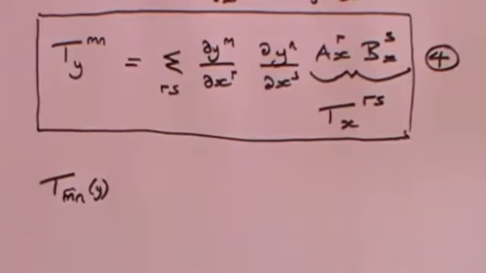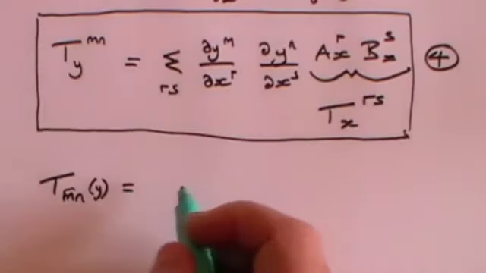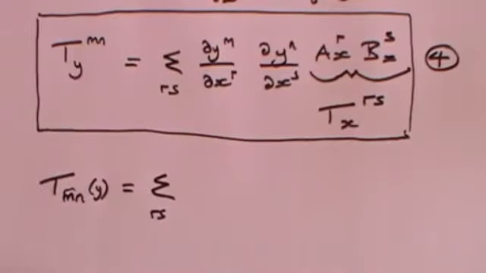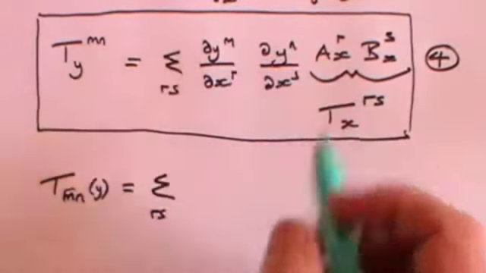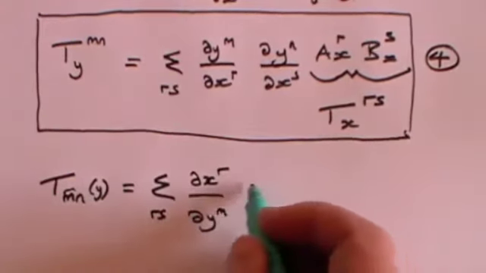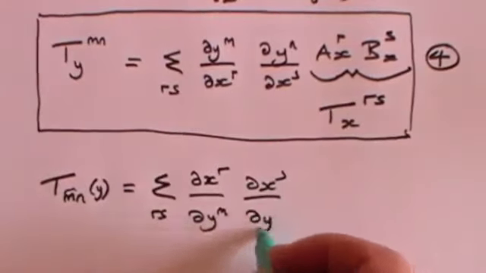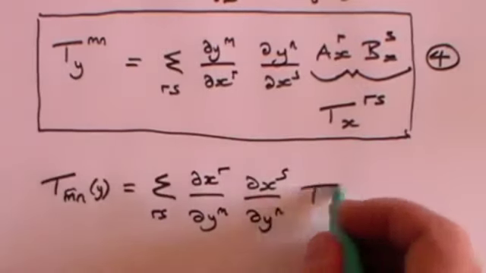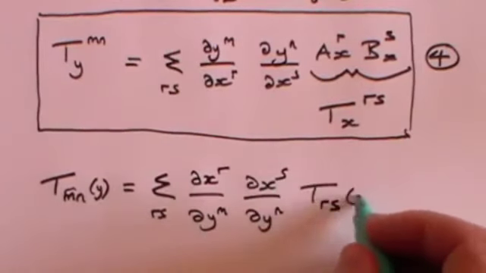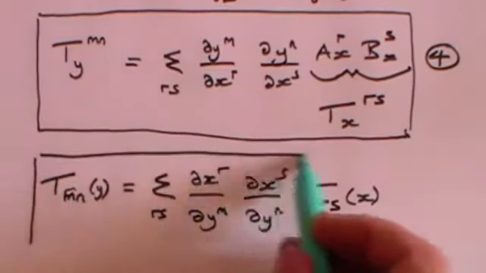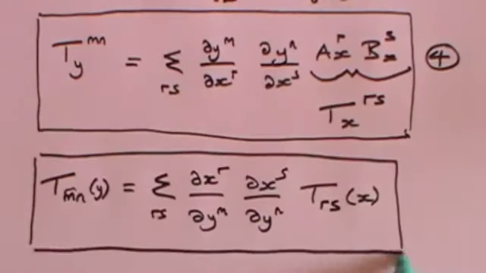So Tmn in the y frame of reference are equal to, again, you've got this summation term over r and s. And now these two terms just go upside down, dxr by dym, dxs by dyn, just inverting these terms here. And then the tensor term, again, goes downstairs, but it's in the x frame of reference. And that is called the covariant transformation. And I'm going to call that equation number 5.